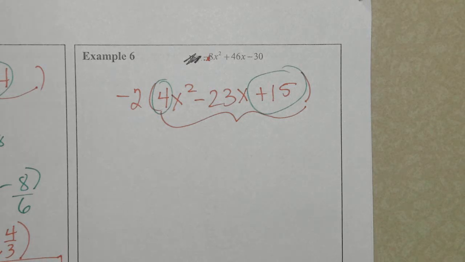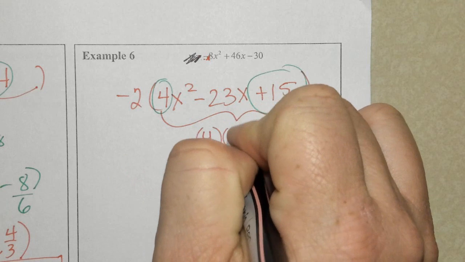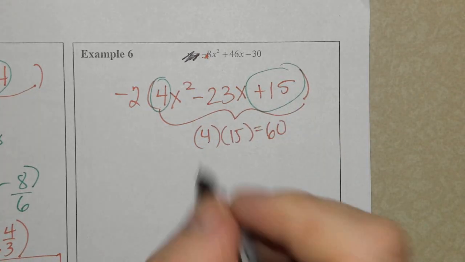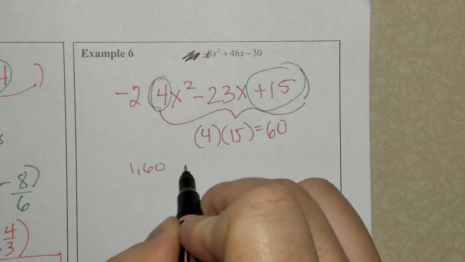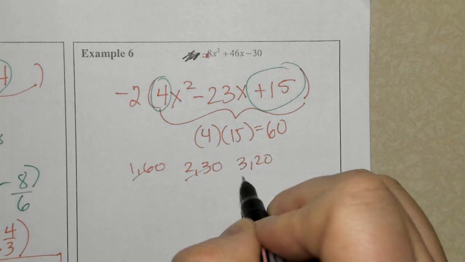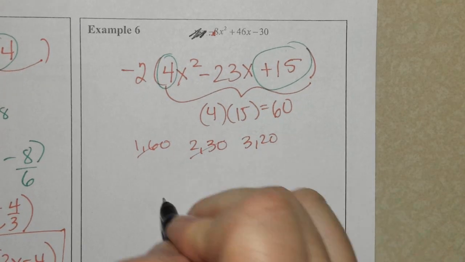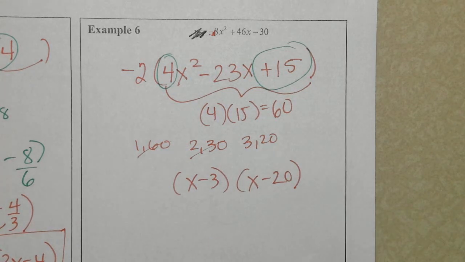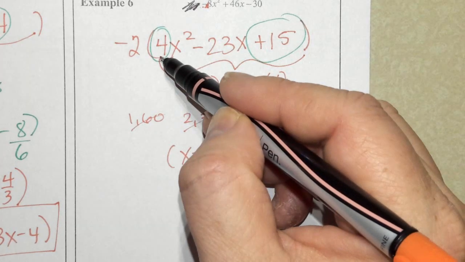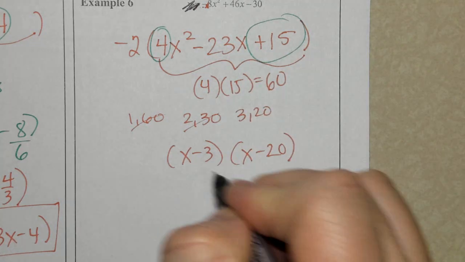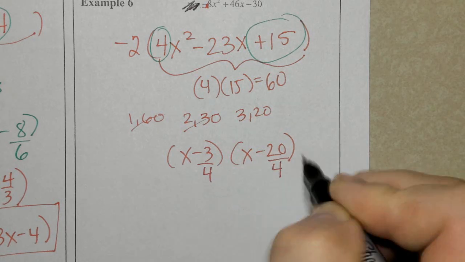Four times 15 is 60. Combinations that multiply to give you a positive 60 and combine to give you a negative 23. 1 and 60, no. 2 and 30, no. 3 and 20 does work. It would need to be a negative 3 and a negative 20. The bottoms up would be taking this 4, not the original negative 8. It's the direct trinomial we're working with. So I take a 4 and I put it underneath the 3 and the 20.